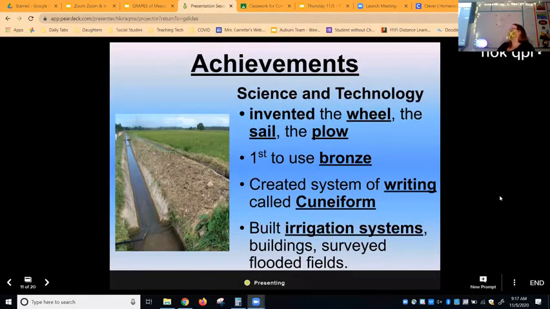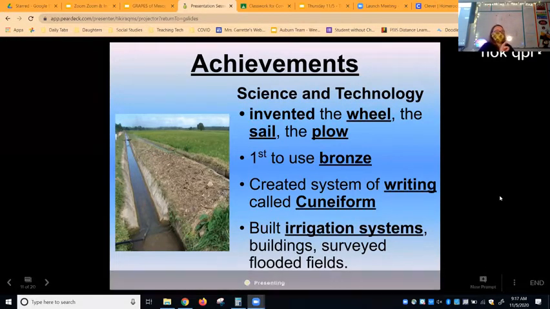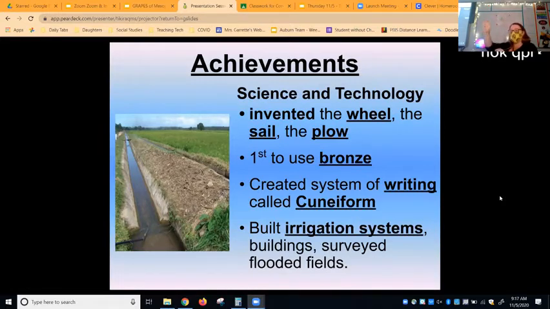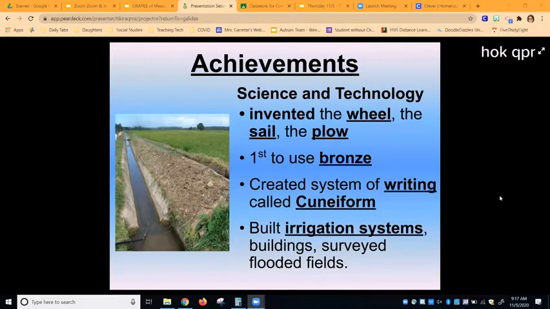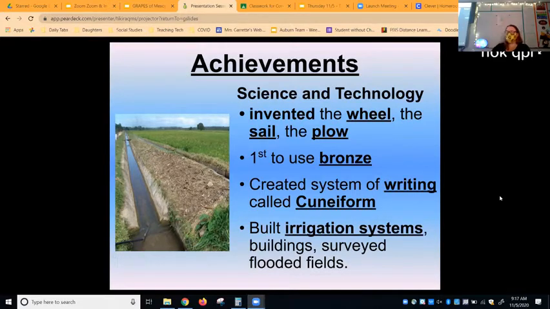All right, so something also really important, which is the reason we're doing what we're doing right now, is that they created the world's first system of writing, which was called cuneiform. Everybody say cuneiform. Oh, don't be scared. Cuneiform. Right. So cuneiform is the first system of writing.